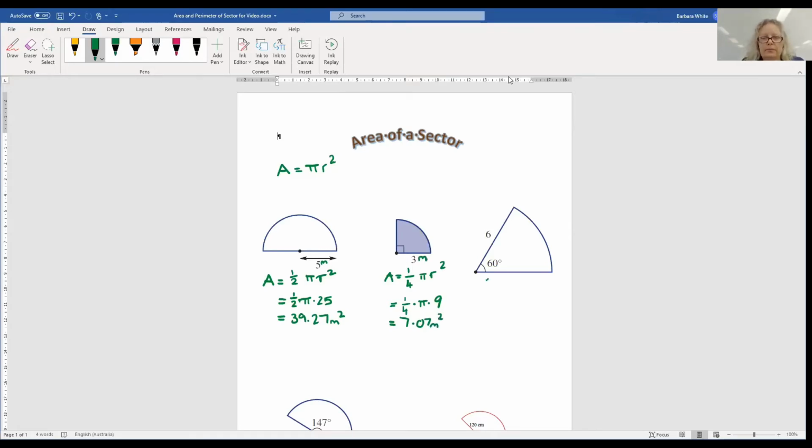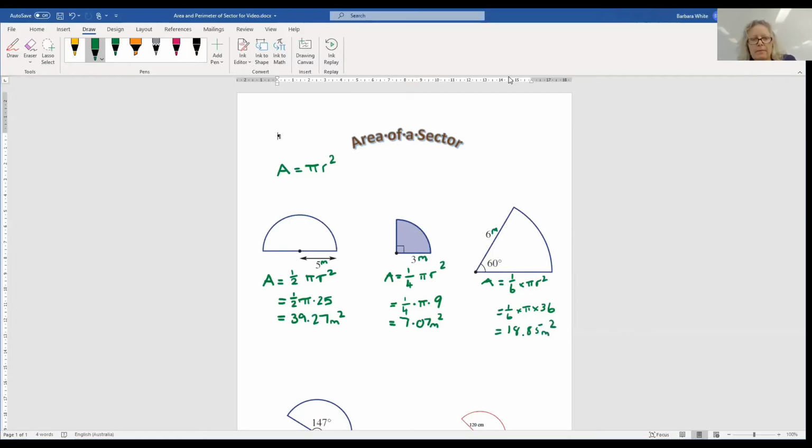Now here's another one. One more here. There's another 2 down below. Area equals, how much of a circle is that? 60 out of 360. That's a sixth of a circle. So a sixth of pi r squared, which equals 1/6 of pi times, the radius is 6, and I know that 6 squared is 36. Okay, calculator time. And again, if that was meters, that would be meters squared.